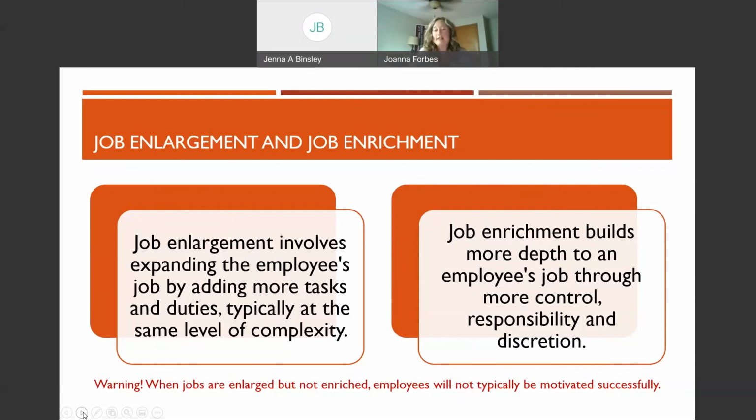Now, that being said, sometimes job enlargement happens because we have no control over it. We're losing staff, other people are picking up other tasks, and that's perfectly fine. But as an employee developmental tool, that's not the way that you would want to go.